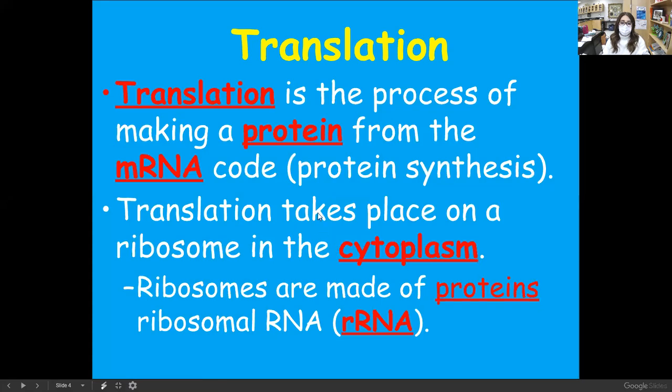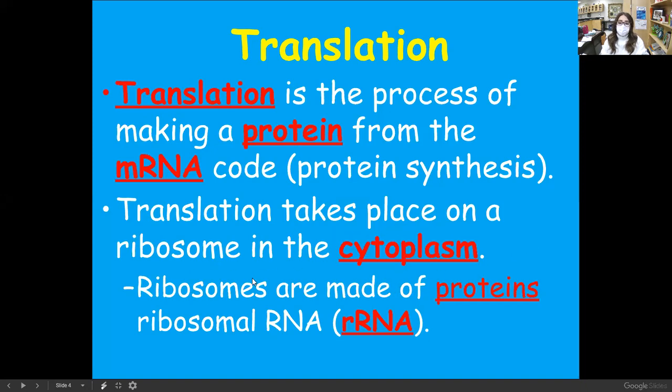Now, translation is the process of actually making a protein. Making is synthesis, right? To make. And so protein synthesis, we're making proteins. We're making proteins out of the mRNA code that we took from the nucleus. Translation, again, is going to be located at the ribosome, and the ribosomes are free floating in the cytoplasm.